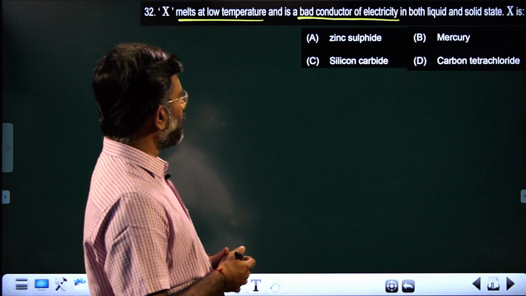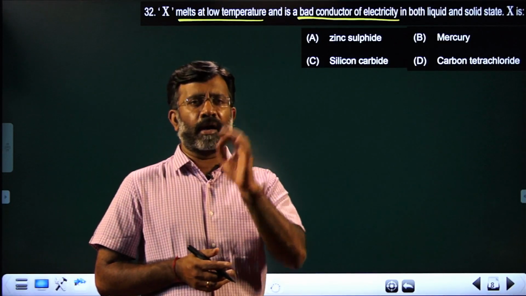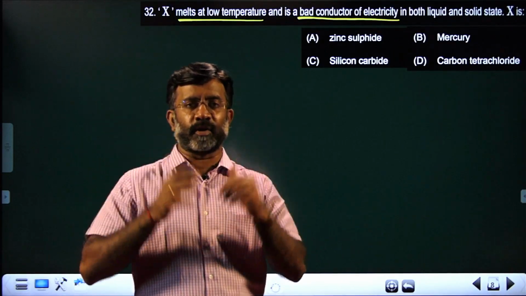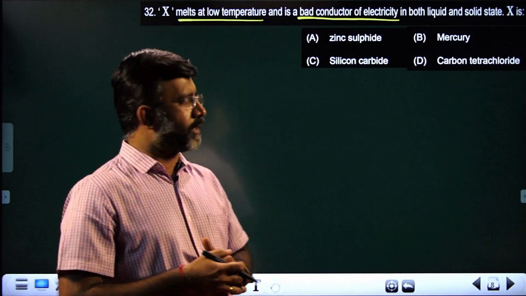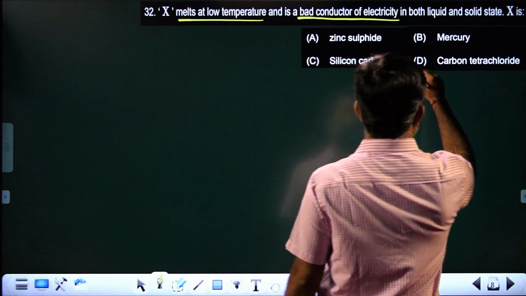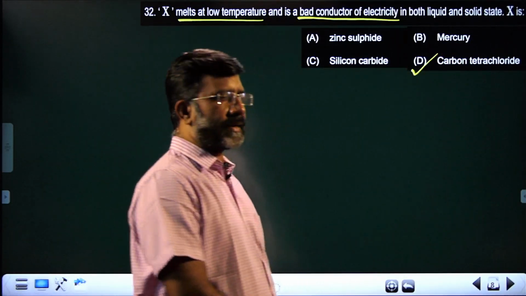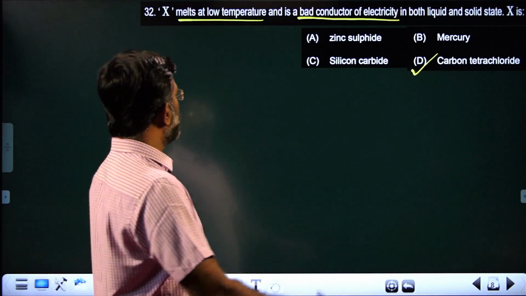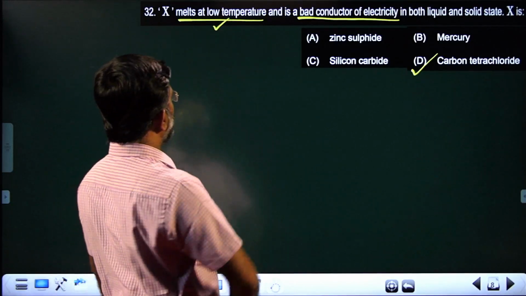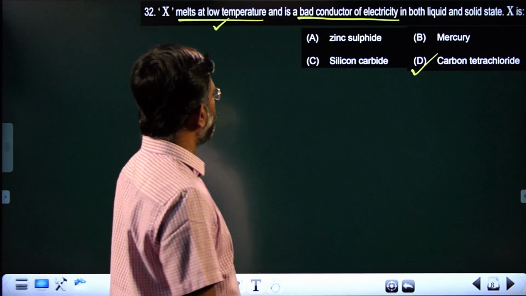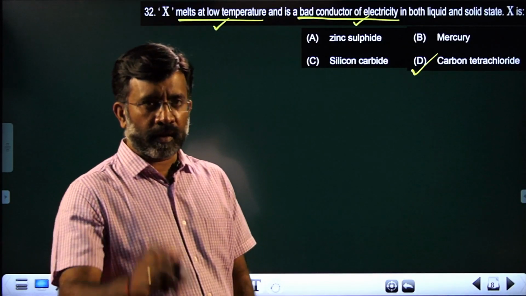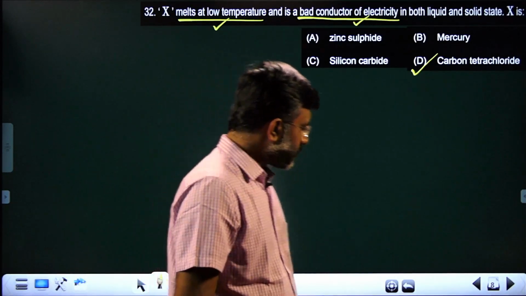Now silicon carbide. Silicon carbide is a covalent material with a high melting point. Its structure is similar to diamond, a network solid. And the answer is option D, molecular solid, carbon tetrachloride. Carbon tetrachloride is a molecular solid. Molecular solids generally maintain low melting temperature and they are bad conductors of electricity. Answer is carbon tetrachloride. Next.